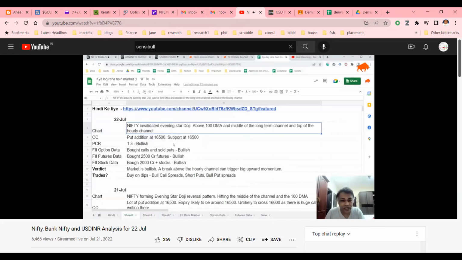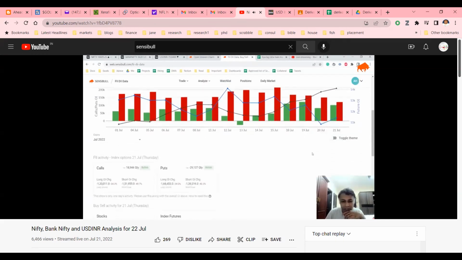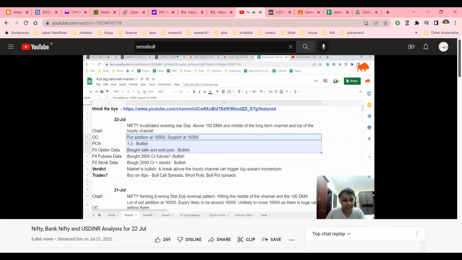So largely PCR, option chain, the OI related data is all screaming bullish. Now let's go to FII data. This gap has narrowed further. The calls are catching up with puts. FII bought 20k calls, sold 30k puts, which is super bullish.